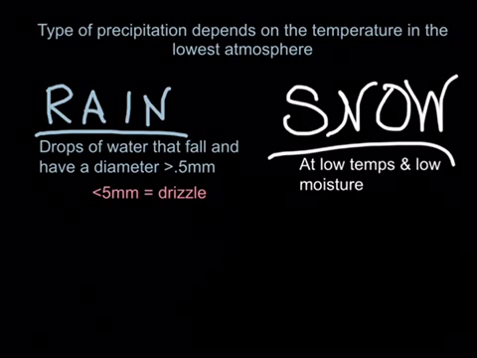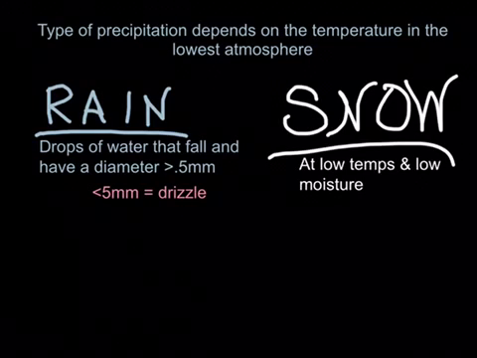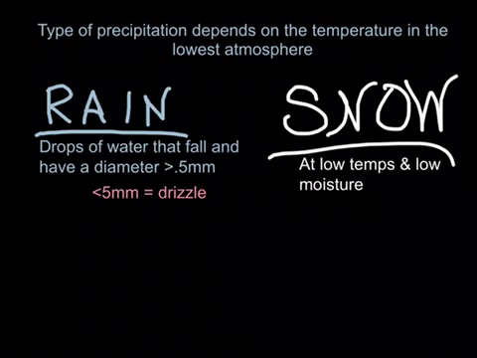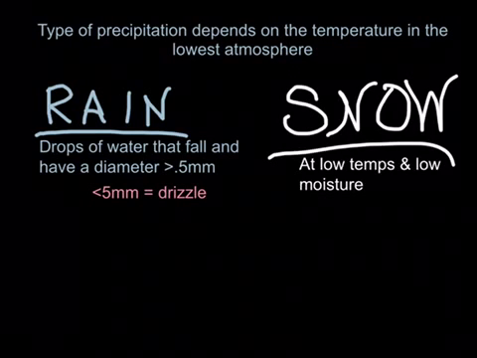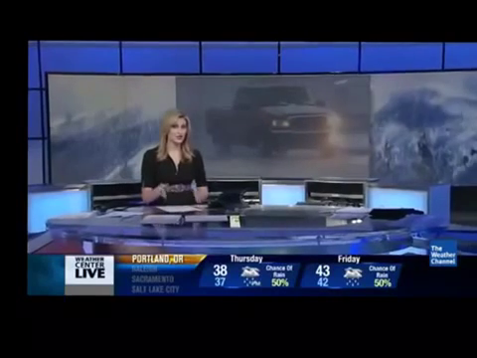At low temps and low moisture. So rain actually should be drops of water that are greater than 5 millimeters large. If it's drizzle, that's anything that's less than 0.5 millimeters in size. So these are tinier than a half a millimeter. For snow, it's any rain that is at a low temperature and a low moisture level, and that's going to create the snow.